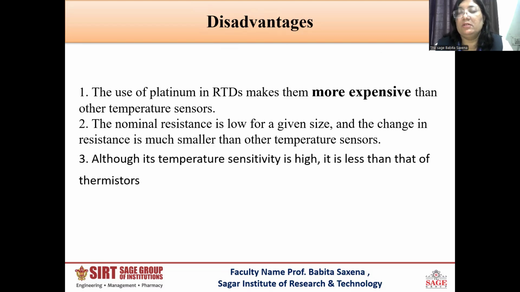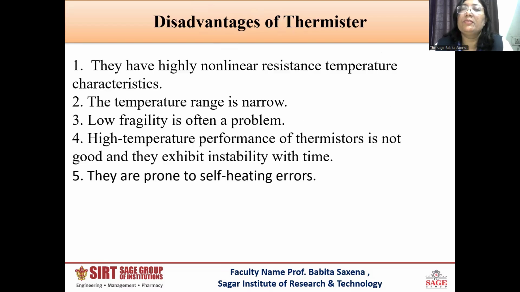So RTDs are expensive, and because of semiconductor, thermistors are cheaper. The disadvantage of thermistor is the highly non-linear resistance temperature relationship. Non-linear means when the temperature increases, its resistance decreases. So this shows the non-linearity.